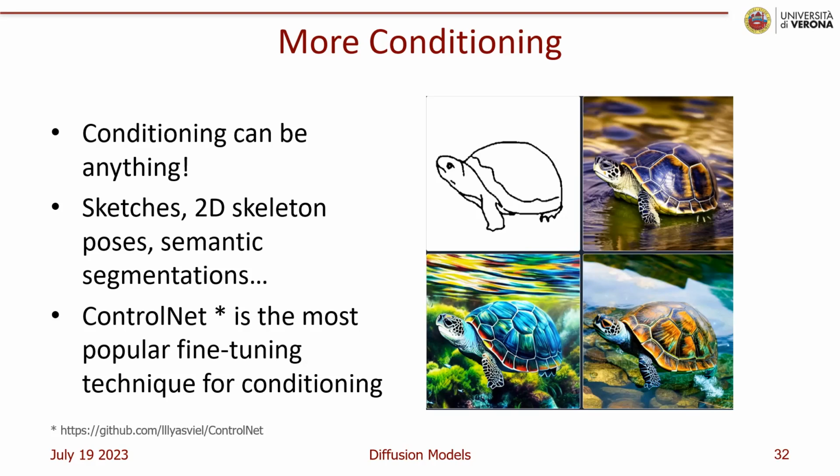It really leaves space to your imagination to find a new way of conditioning images. And just as a reference, this is taken from the ControlNet GitHub page. ControlNet is the more popular fine-tuning procedure for conditioning that's out there. And I think it was really cool, especially this one. I think it's my favorite.